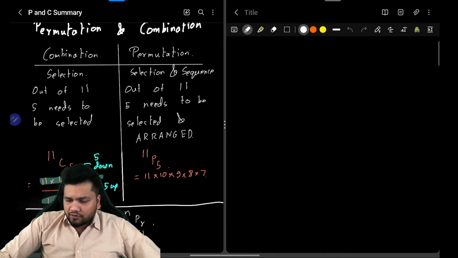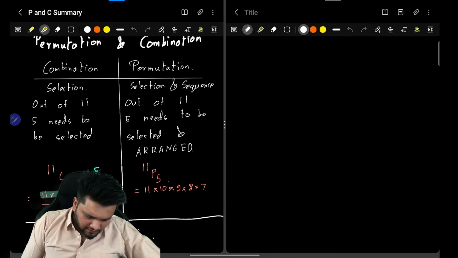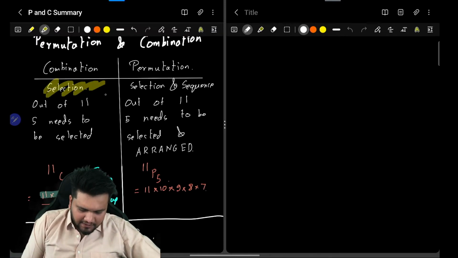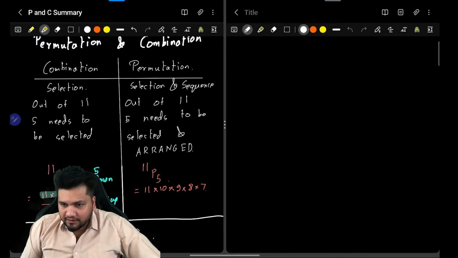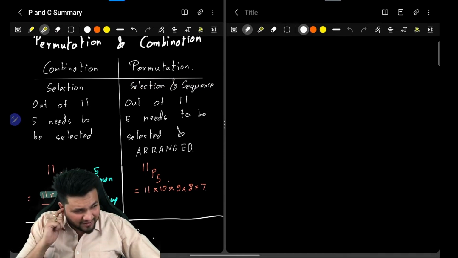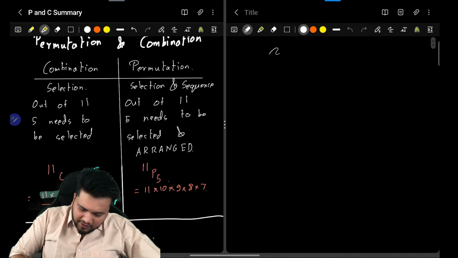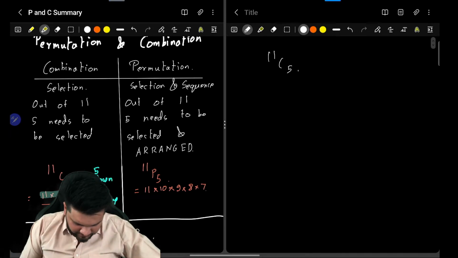So see, in permutation and combination, there are two things: combination and permutation. In combination we have a selection, whenever we are selecting something. But when we are selecting and there is a sequence, that's going to be permutation. For example, if I want to select 5 people out of 11 for a penalty shootout, it's going to be 11C5, right?